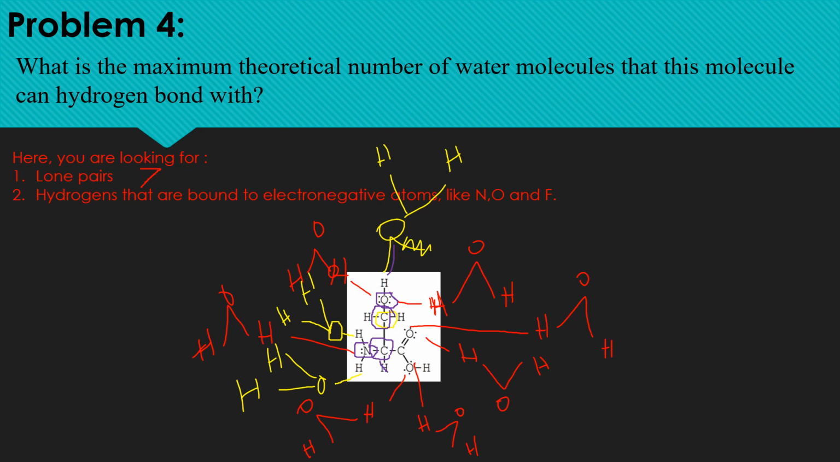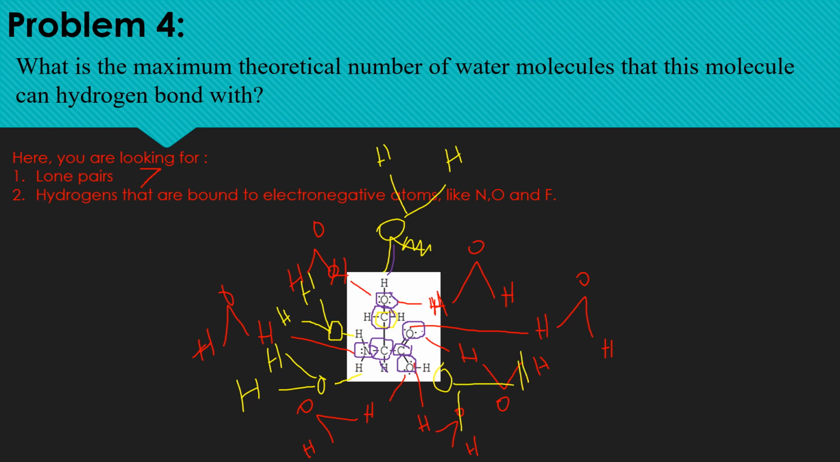Okay, so we're done with nitrogen, and we'll go back to purple. So we have this carbon here. We already know it's not electronegative. We have oxygen, but we already took care of the lone pairs. And down here, we have oxygen again, and it is bound to a hydrogen. And since oxygen is electronegative, we'll go ahead and bond a water molecule there.